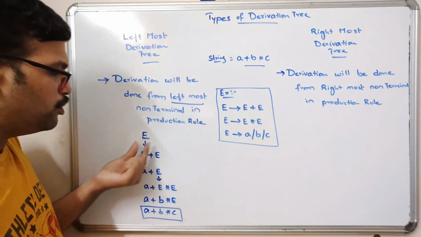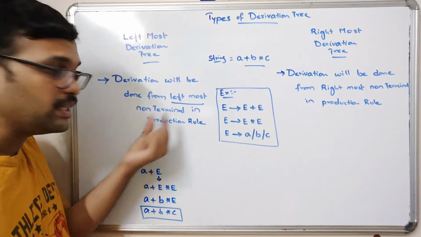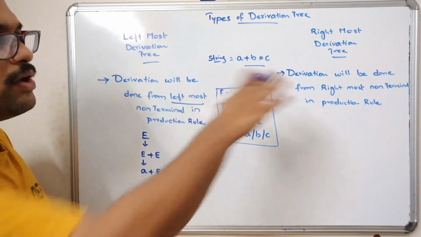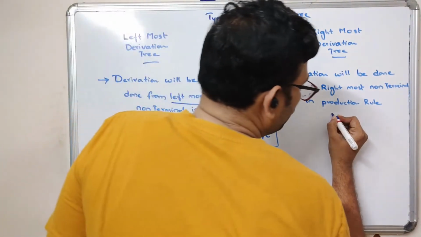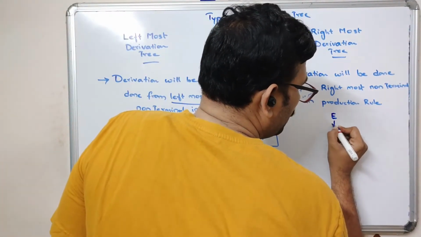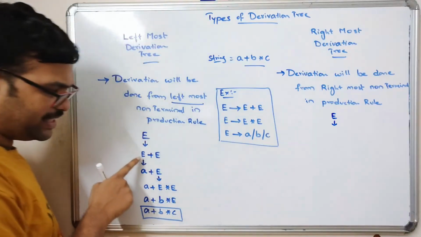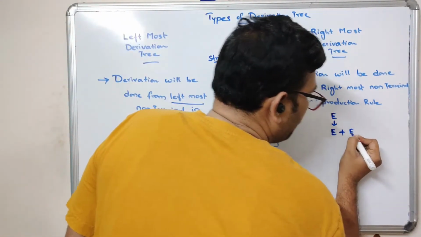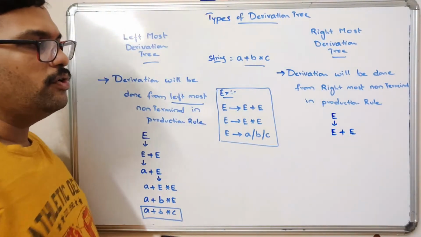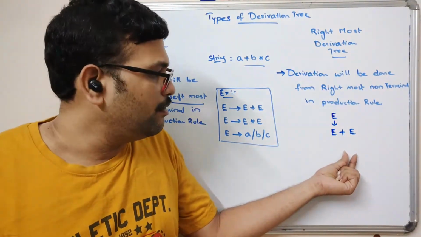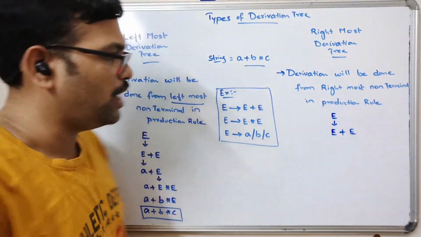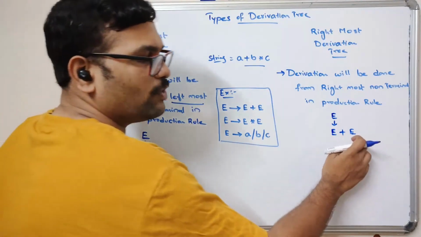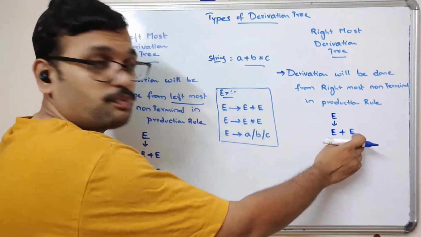Now, coming to the rightmost non-terminal, take the same thing. So E, I will substitute the same production here, E plus E. Now we have to derive the given string from the rightmost non-terminal. Among these two, what is the rightmost? This one is the rightmost. First I have to substitute this one.